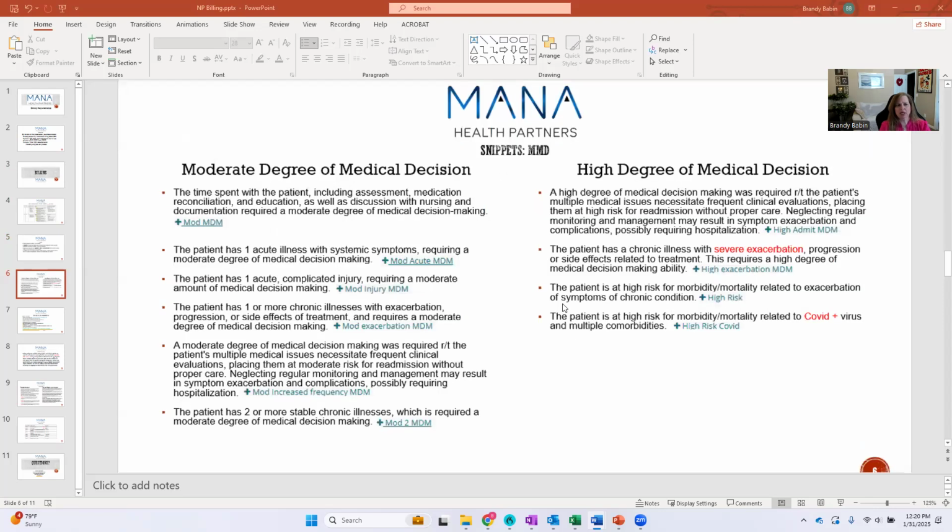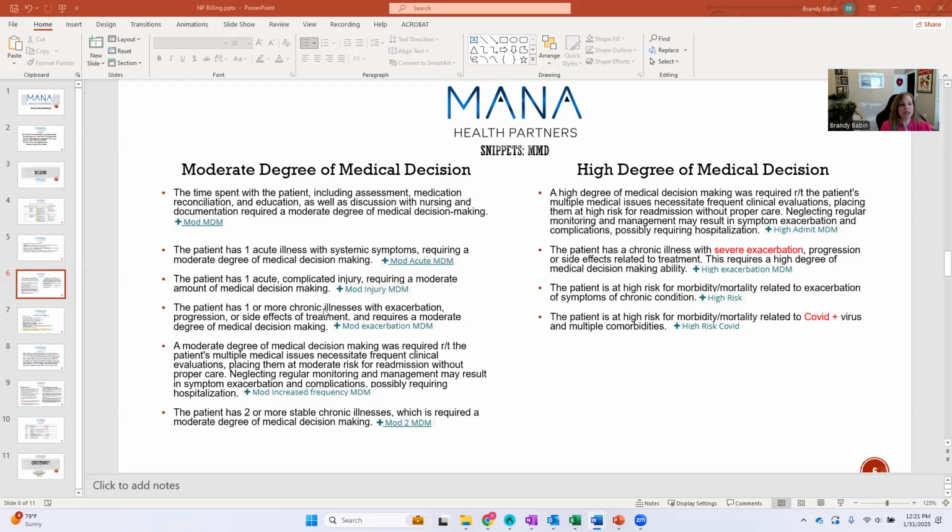So here's an example of the snippets for medical decision making. This is moderate medical decision making. Each one of these has a little blue with a plus sign. That is what the snippet looks like, but that's all you see. When you click onto this, it will say the patient has one or more chronic illness with exacerbation, and it was labeled moderate exacerbation. So this is saying this patient requires a moderate amount of decision making related to one or more chronic illness with an exacerbation.